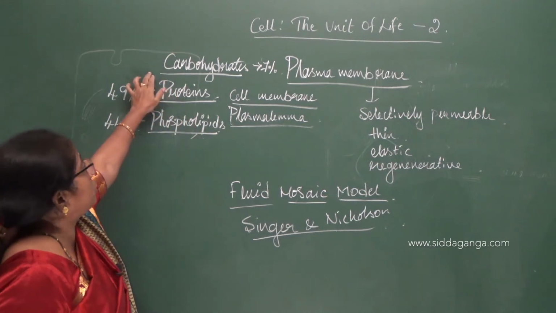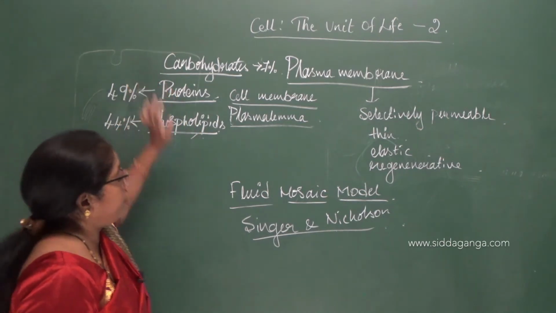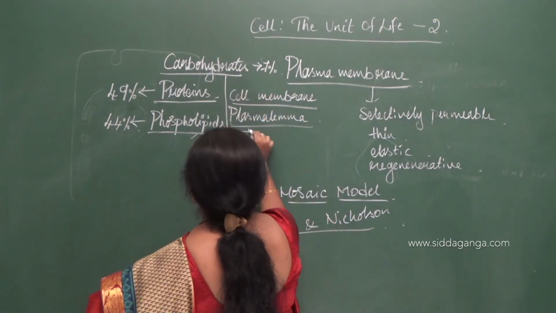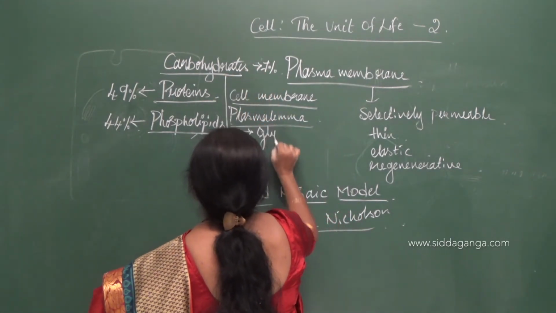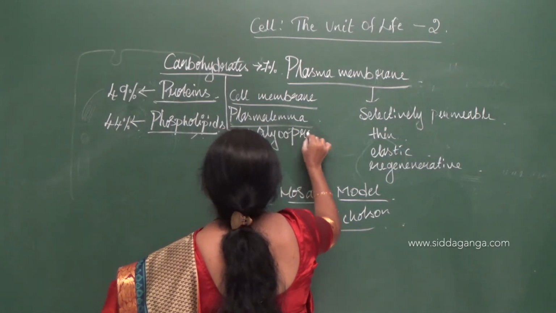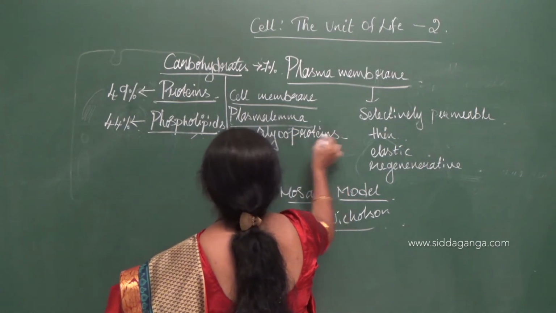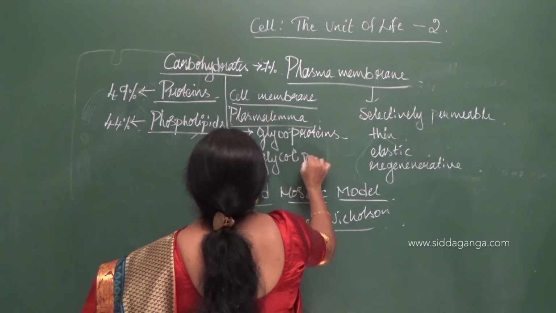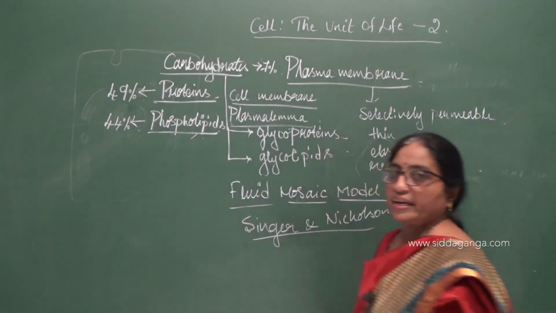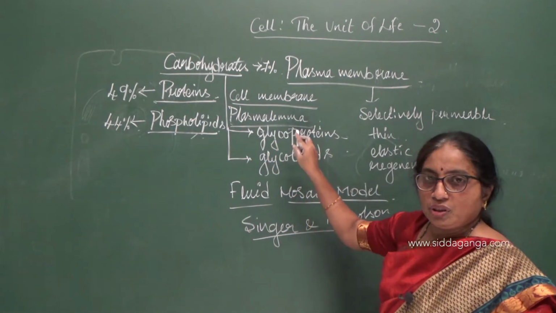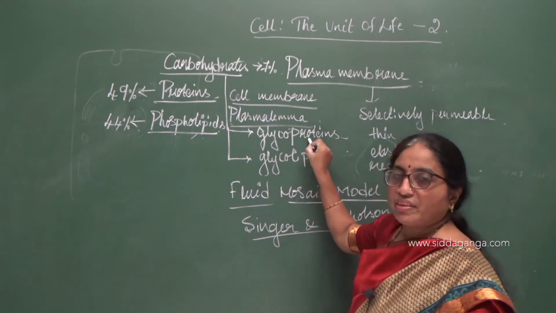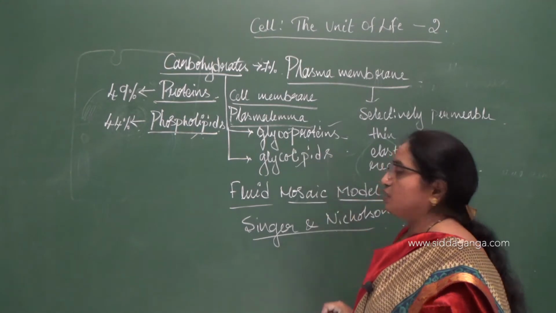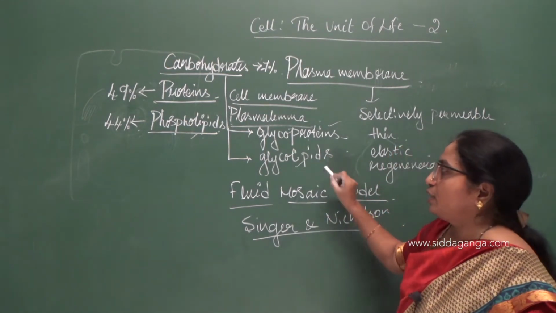Of course, it contains carbohydrates. These carbohydrates combine with proteins and form glycoproteins, and they combine with lipids and form glycolipids. So these carbohydrates are not present directly as sugars, though some sugars are also present. Along with that, sugars combine with the proteins to form glycoproteins, and the sugars combine with the lipids to form the glycolipids.